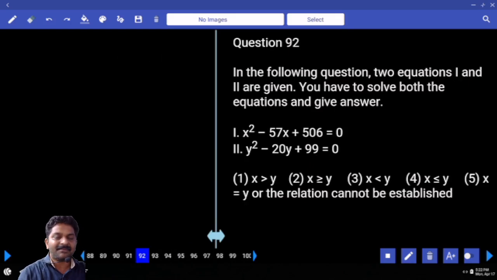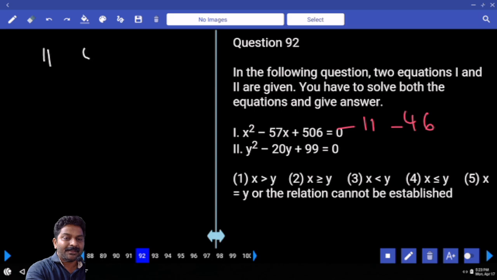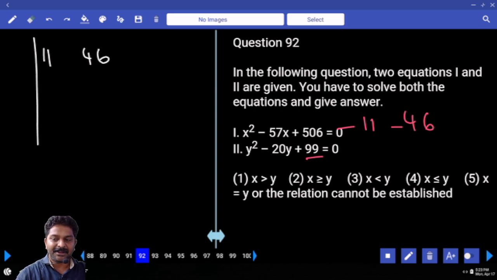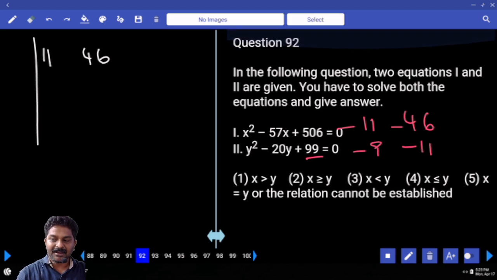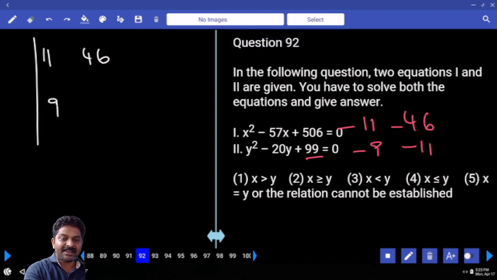Next, 506, which is 11 multiple. 11 how many times? 46 times. Minus 11 minus 46 minus 57. Then factors are plus 11 plus 46. Next, 99 can be written as 9 11 times. Factors are plus 9 plus 11. X is greater than or equal to y.